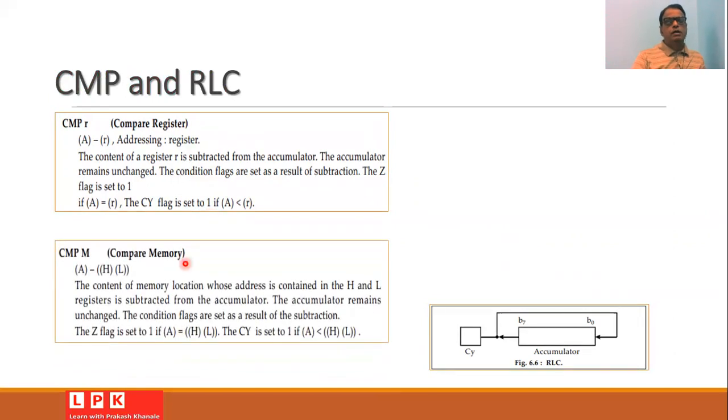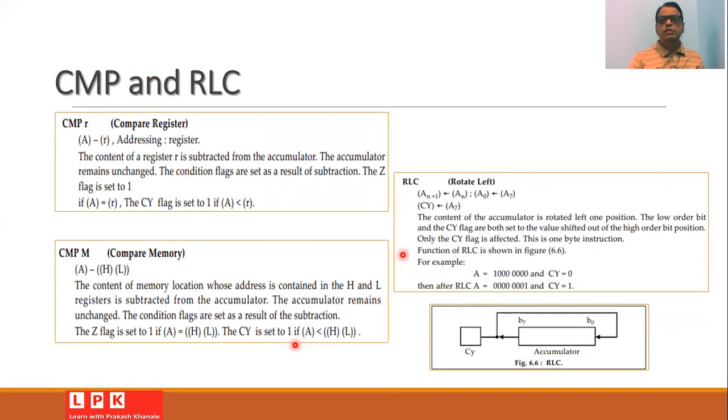Another instruction to compare is the CMPM, where the content of the memory location whose address is in the HL pair is being compared with the content of the accumulator. That is, the content of the memory location is being subtracted from the content of the accumulator. The accumulator will remain unchanged, and the condition flags are set as a result of the subtraction. That is, the zero flag will be set to 1 if the content of the accumulator and the content of the memory location are the same, and the carry flag will be set to 1 if the content of the accumulator is less than the content of the memory address.